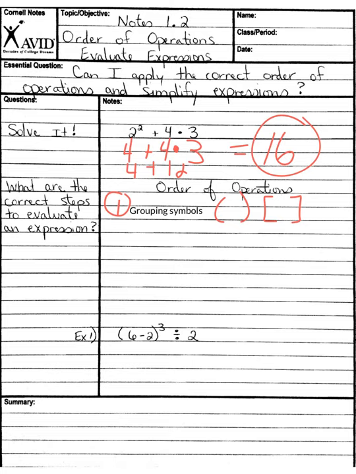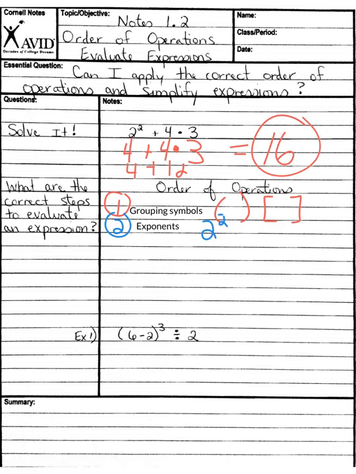The next step after grouping symbols is we want to take care of our exponent or exponents if there's more than one. And so in my example I just gave you, we had exponents. So this is our second step. The exponent in the problem above was 2 squared. So what that means is 2 times itself. So that is an exponent.